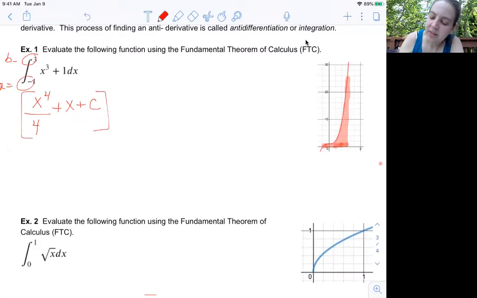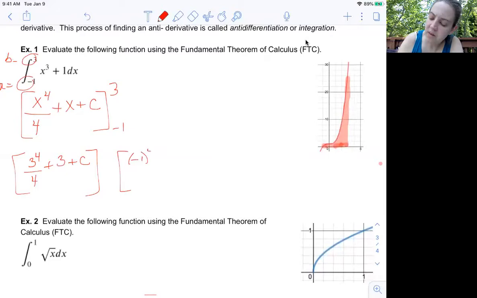We're going to carry those down here, -1 to 3. So what we need to do is put those boundaries into this new antiderivative. So this is 3 to the 4th over 4 plus 3 plus c. And then you do it all again with a -1.